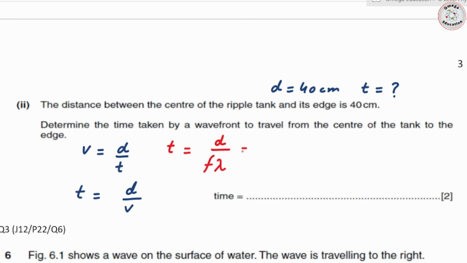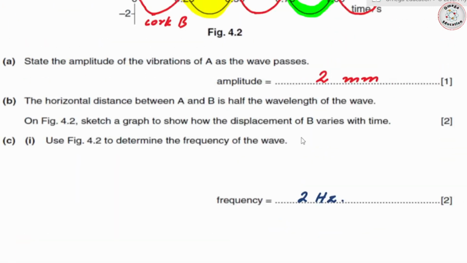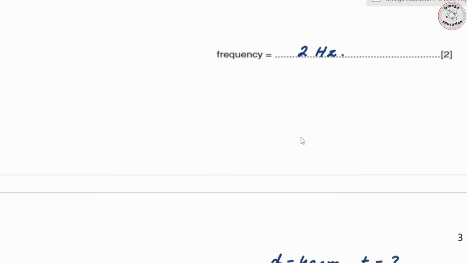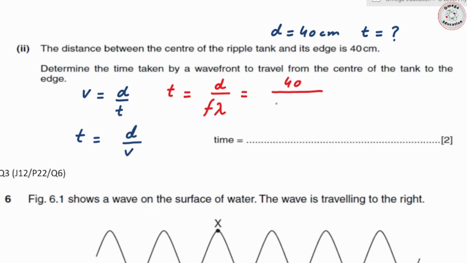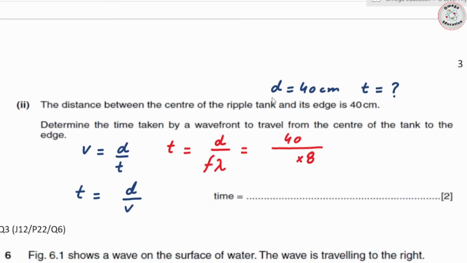Now the distance is 40 centimeters and the wavelength was 8 centimeters. So I'm not doing any conversion because both the units of length are in centimeters, so they'll be cancelled out automatically. So yeah, that was the value of wavelength, and the frequency was 2 hertz, I think. Yeah, 2 hertz.